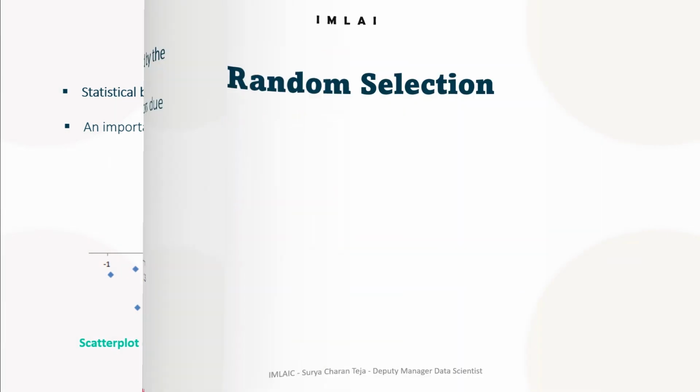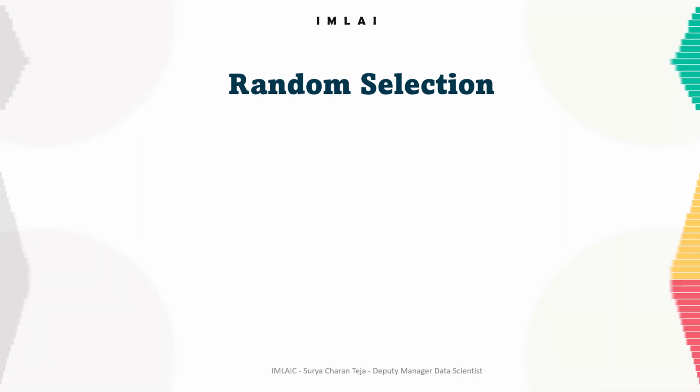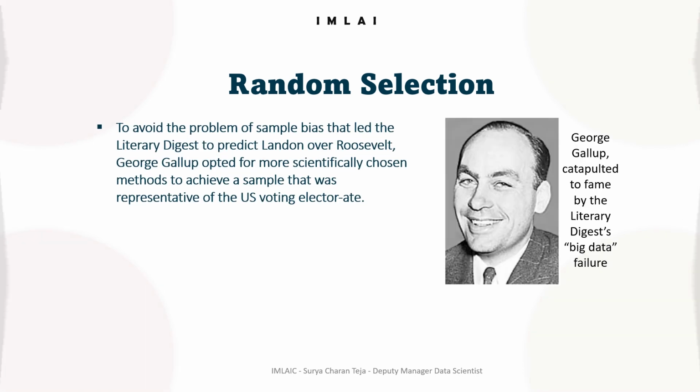So before we move on to another topic, let's have a quick look at random selection. The history of random selection: to avoid the problem of sample bias that led the Literary Digest to predict Landon over Roosevelt, George Gallup opted for more scientifically chosen methods to achieve a sample that was representative of the US voting electorate.